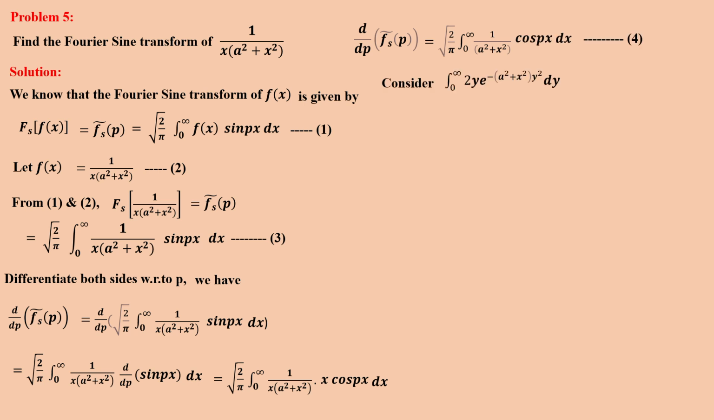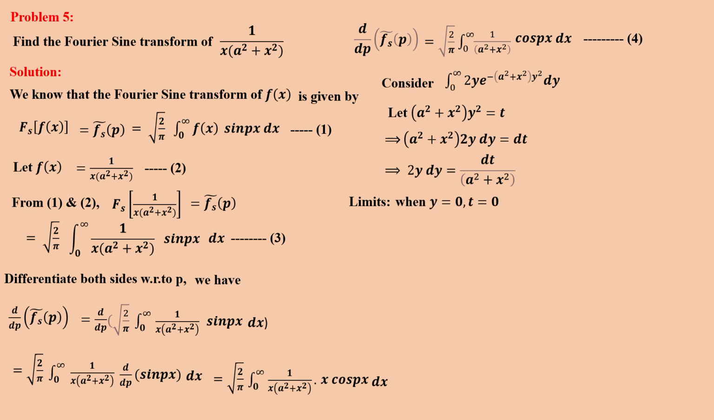Now consider the integral 0 to infinity 2y e power minus (a² + x²)y² dy. Let (a² + x²)y² be equal to t. Therefore dt is equal to (a² + x²) 2y dy, differentiating both sides and keeping a and x constant. So 2y dy is equal to dt by (a² + x²). Next we consider the limits. When y is equal to 0, t is also 0. When y is equal to infinity, t is also infinity. So there is no change in the limits.